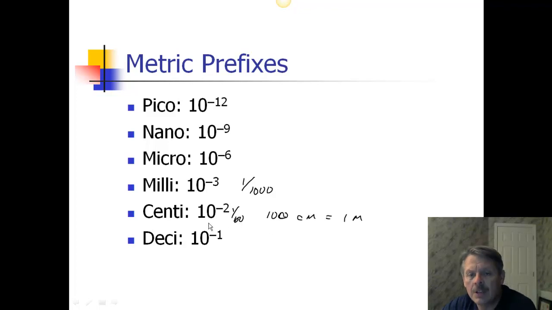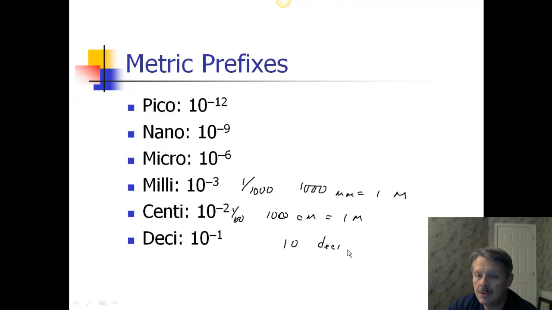So I don't think of centi as being a hundredth. I think of centi as meaning there are 100 small things, centimeters, in 1 meter, which means there would be 1,000 millimeters in 1 meter. That also means there would be 10 decimeters, and I honestly don't know what the abbreviation is for that, in 1 meter.